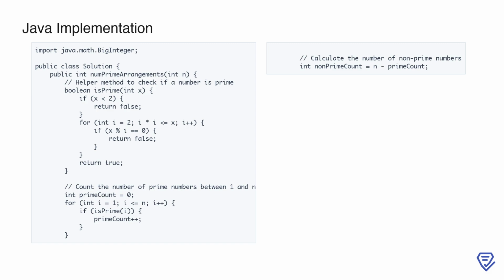Next, we initialize a variable, primeCount, to count the number of prime numbers between 1 and n. We iterate through all numbers from 1 to n, using isPrime to determine if each number is prime. If it is, we increment the prime count. After this loop, we calculate the number of non-prime numbers by subtracting primeCount from n. This gives us the two key values we need for the final calculation.